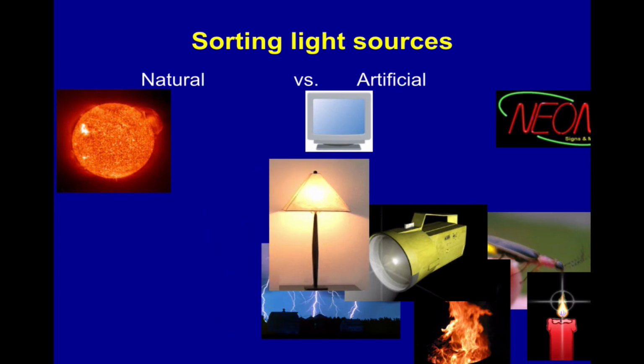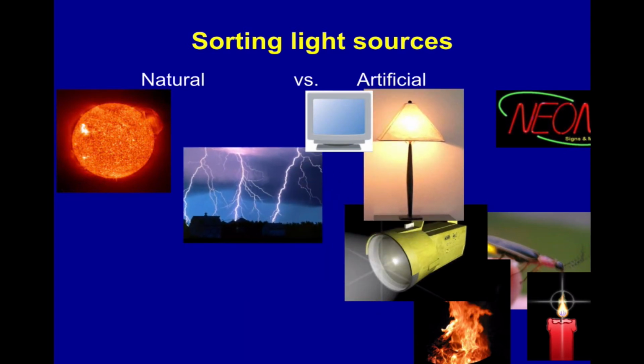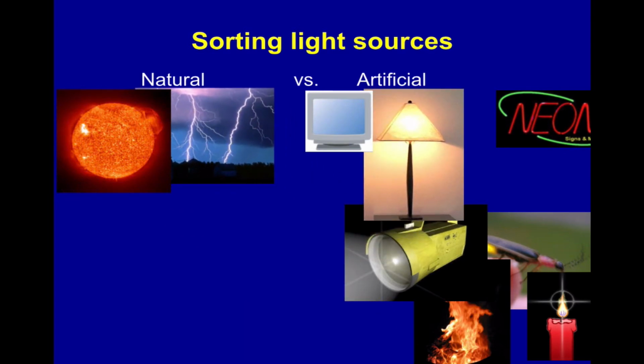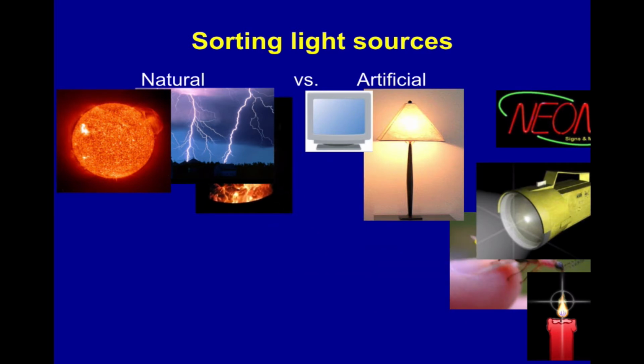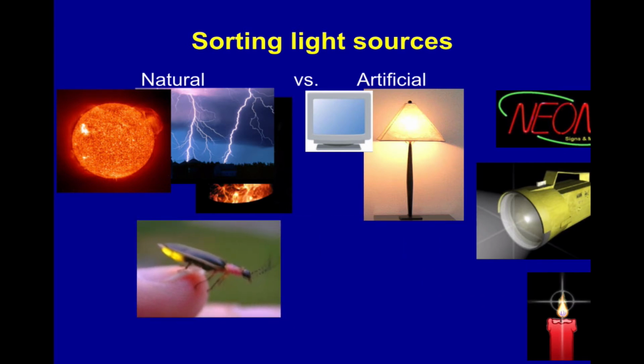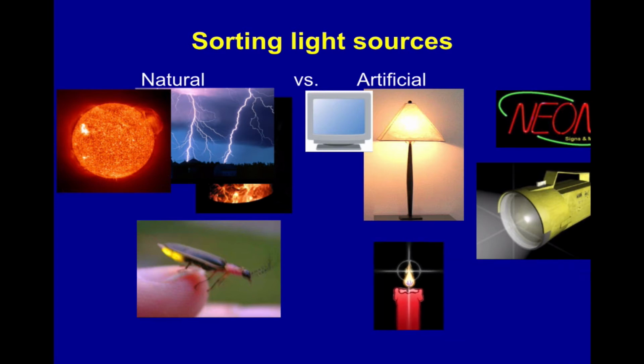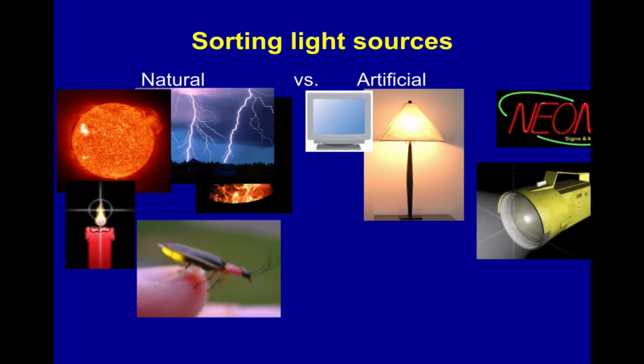A light, we plug it in. Lightning is natural. A flashlight needs batteries. Fire, although you could start fire, it is a natural process in that you don't need to plug it in, let's say. So it's a natural source of light. Let's see what's next. The bug is a natural source of light, and finally the candle as well is like fire. It's a natural source of light. You don't need to plug any of those in.